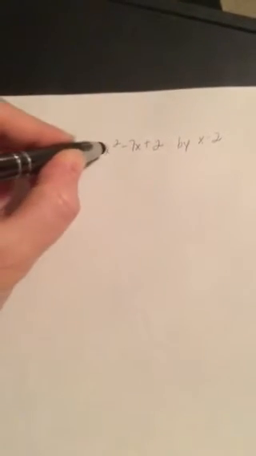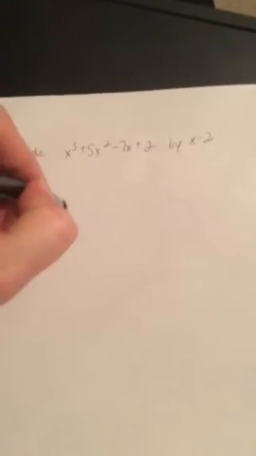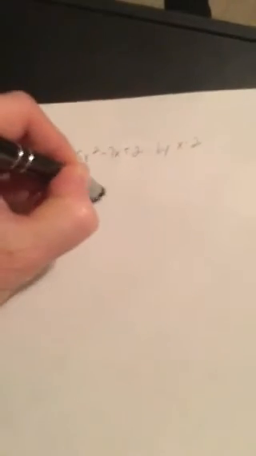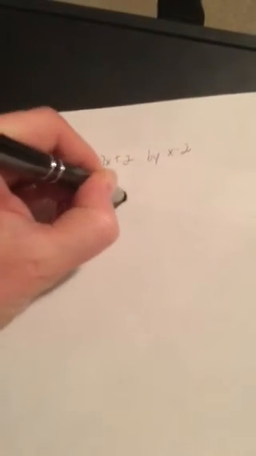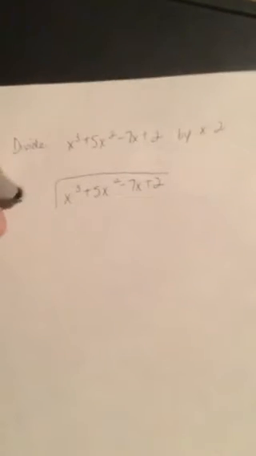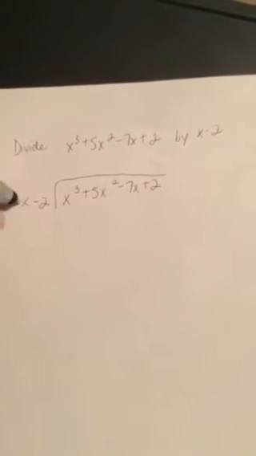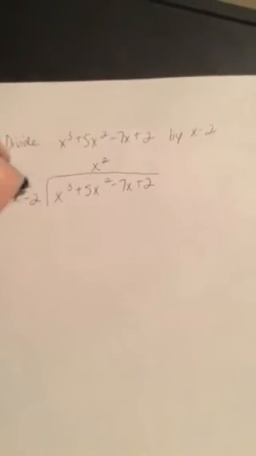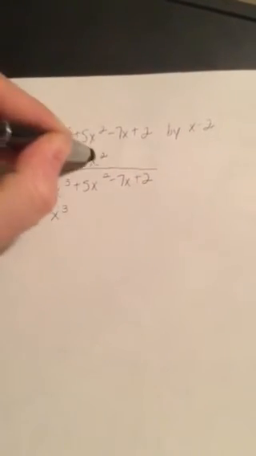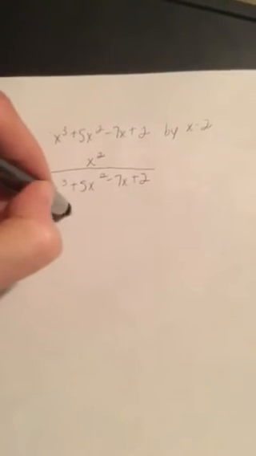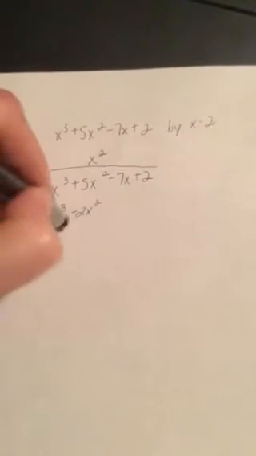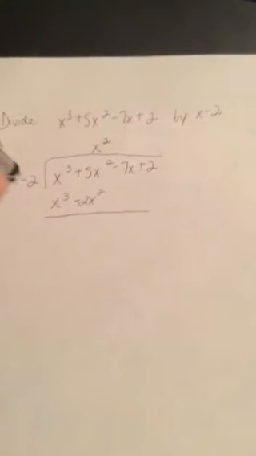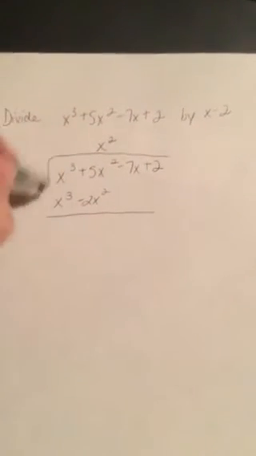Letter C. Divide this polynomial by x minus 2. So this one, I have every exponent accounted for, so I don't have to put any place values in. All right, x times what gives me x cubed? X squared. So put that above here. X squared times x is x cubed. X squared times negative 2 is negative 2x squared.